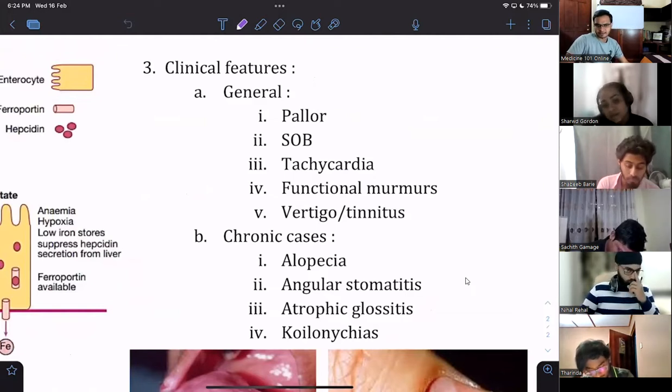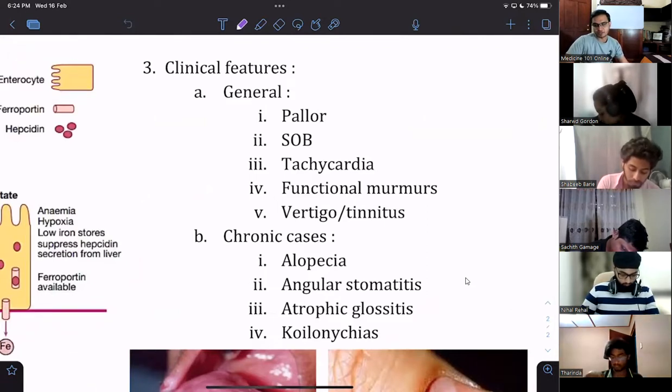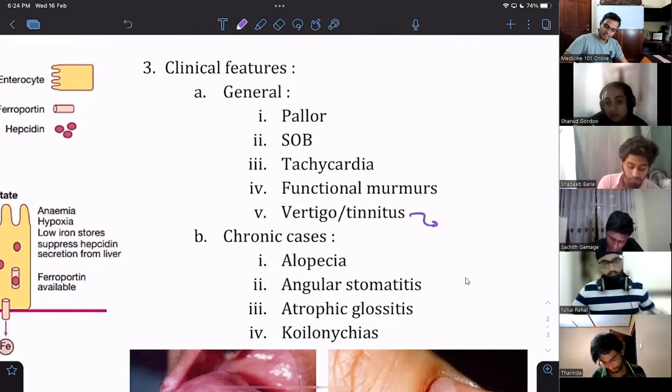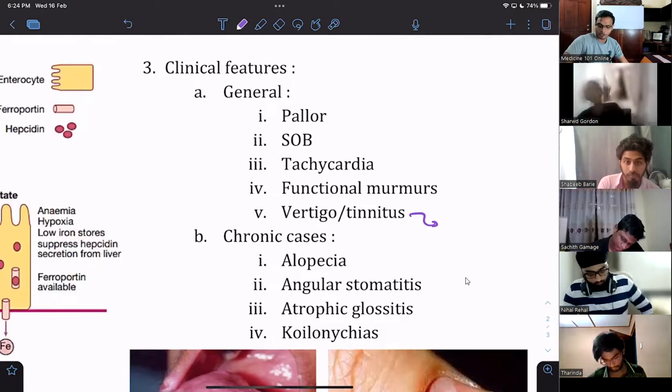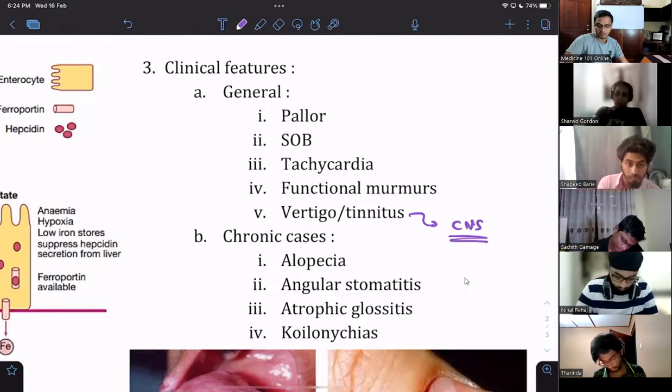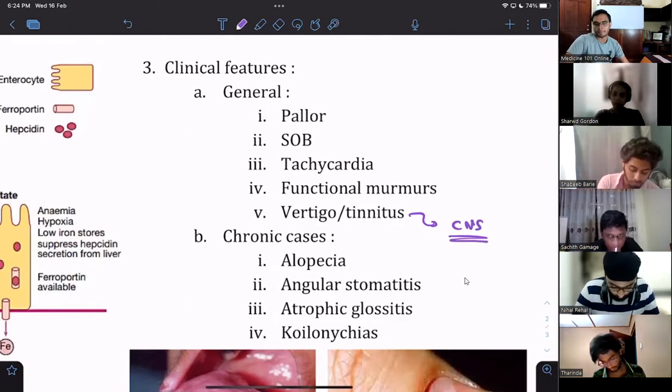Shortness of breath, exertional dyspnea. Again, why? Not enough hemoglobin, right? All this tachycardia, all of these can happen as a compensation for hypoxia. Tachycardia, functional murmurs, rapidly bounding pulse, these can be there when oxygen is low. Vertigo, tinnitus, this is rare, right? This is because the hemoglobin is low, hypoxia affecting the CNS. Not very common.